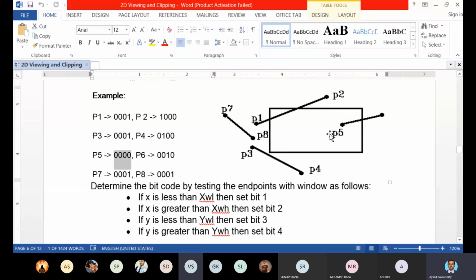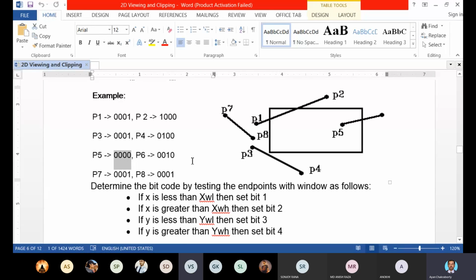Now P6. P6 is in East region, right. P6 is not denoted here. I will correct it in the note. P6 is in East region.